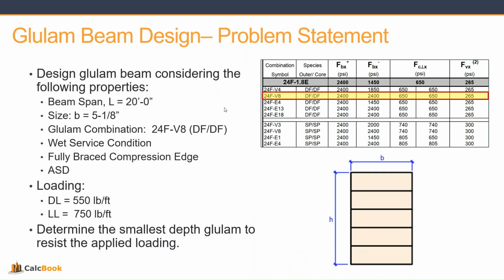So for today, we are going to be designing a Glulam beam considering the following properties. We have a span of 20 feet. Our width is 5 1/8 inches, and we'll be determining the depth required. So we're just going to be using all the properties or the sections for a 5 1/8 inch width beam. Our combination is a 24F-V8, and that's Douglas fir, so that means the layups are all the same, and that's going to be considered a western species because we're using Douglas fir.